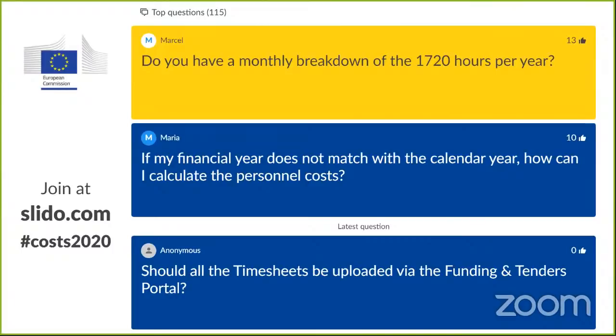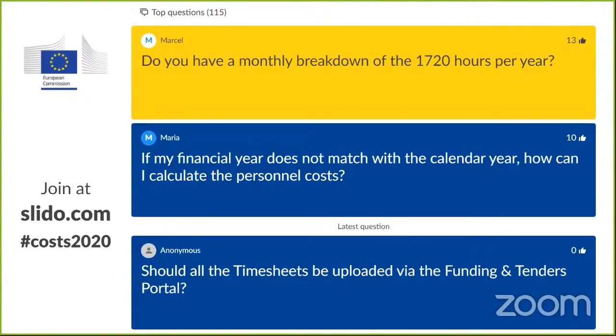So the ceiling does not apply per month. You may go beyond 1/12 of 1720, so beyond the 143.33 in a month. That's not a problem. You just need to verify at the end of the year that you don't go over the annual ceiling, which normally is 1720 if you are under option 1, or the corresponding pro rata if the person didn't work the full year or if the person worked part-time.